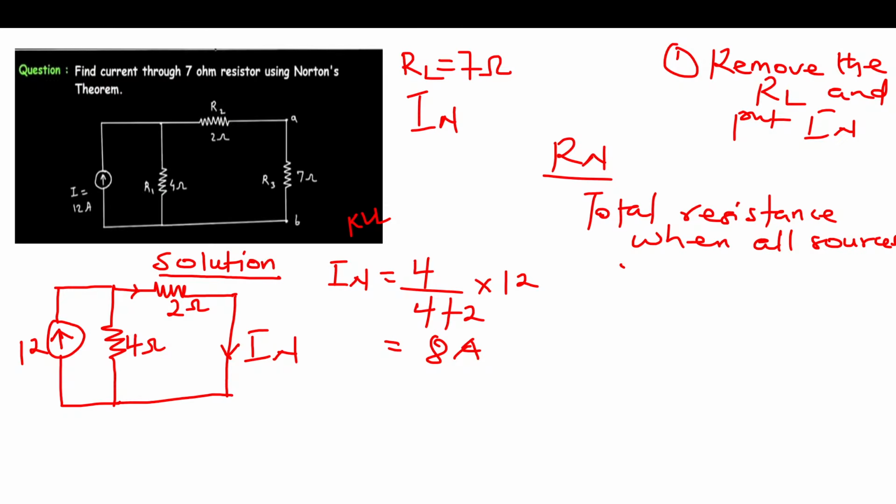When all sources have been deactivated, okay, deactivated. So if it's a voltage source, you short circuit it. If it's a current source, you open circuit it. So let's find RN. So we can see that there is a current source here. Okay, so what you are going to do is you are going to open circuit it, right? So let's redraw it.